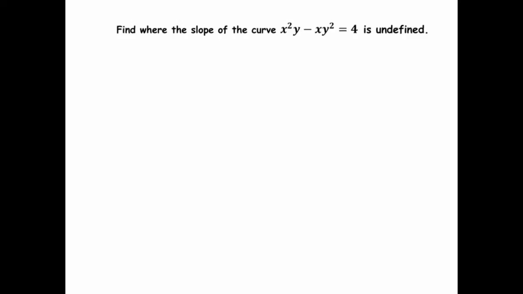So we're going to copy down the equation again. Now I like to leave some space here because what I'm going to do is take the derivative of both sides with respect to x. And the right side is easiest to do first. The derivative of that 4 is just 0.